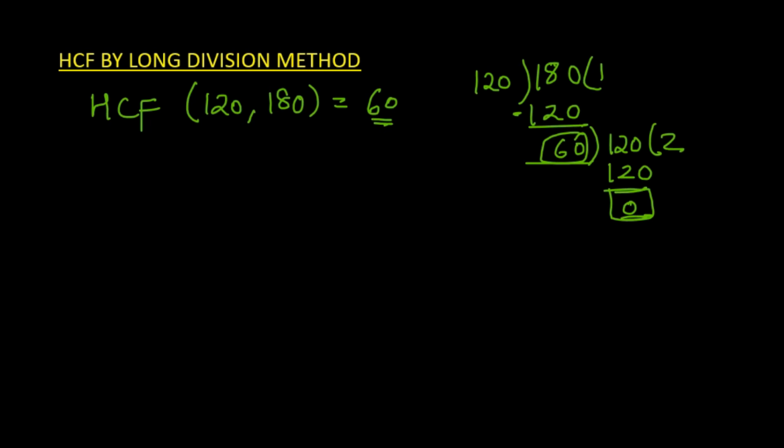So this technique is very useful when we have to find the HCF of very big numbers, because if we try to do the prime factorization of those big numbers, it will be very time consuming. Correct? Now let us see how we use the long division method when 3 numbers are given. Suppose we have to find the HCF of 320, 420 and 180.